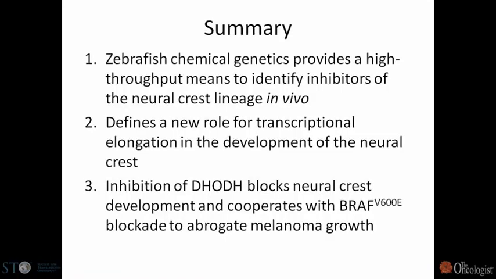So just in closing, I hope I've convinced you that zebrafish chemical genetics is a high-throughput way of finding inhibitors of neural crest lineages in vivo. We think we have a new role for transcription elongation in the development of the neural crest, and that this inhibition of DHODH blocks neural crest development and cooperates with BRAF, a blockade to abrogate melanoma growth.